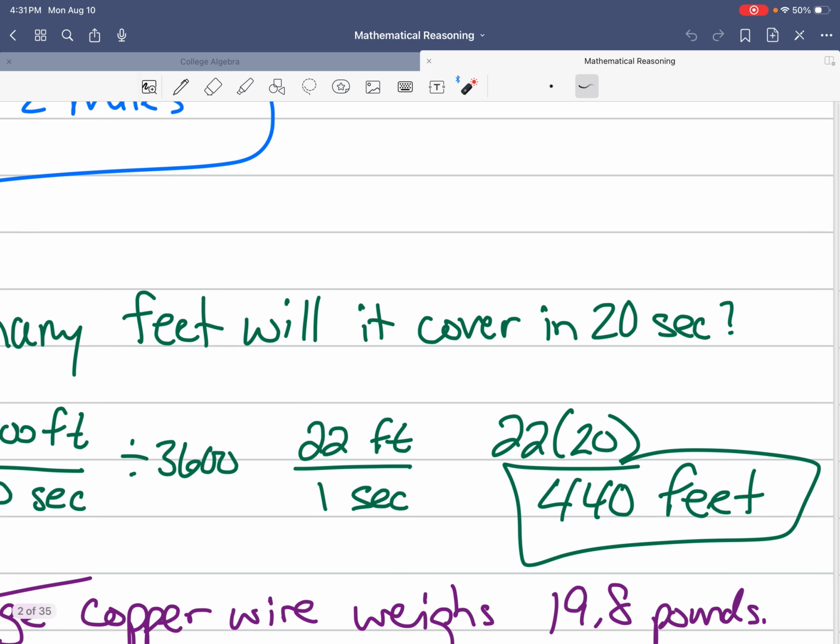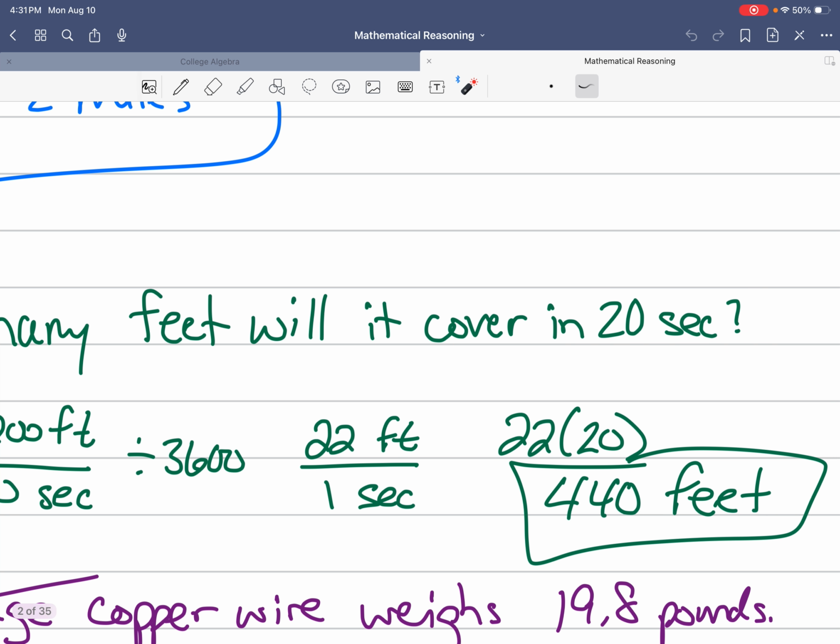But we're not done, because they wanted to know how much in 20 seconds. So we're going to multiply this 22 feet by our 20 seconds, and we're going to have 440 feet in 20 seconds.